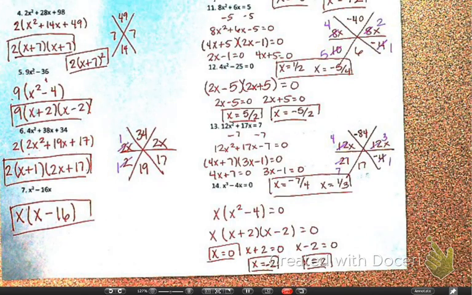Okay, so if you pull out a GCF, when you're setting it equal to 0, the number of variables that you see are going to be the number of solutions that you have. Any questions on 1 through 14?